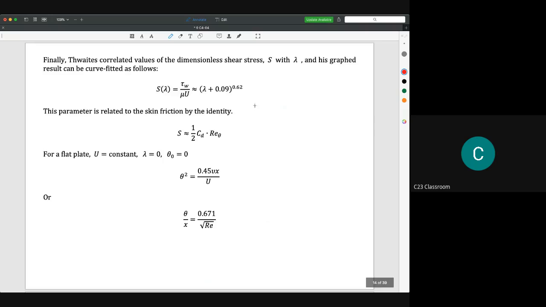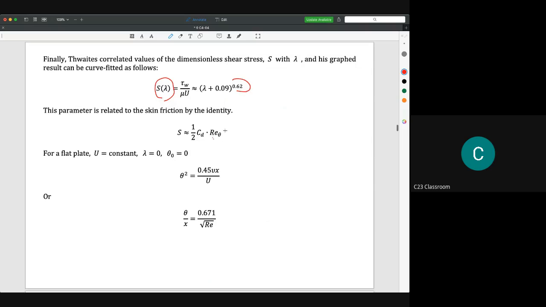And then this is the relation. It could get another graph, which is the S here. So S is equal to tau over mu U, which is equal to (lambda plus 0.09) to the power of 0.62. And this power of 0.62 is actually based on the curve fitting conducted by Thwaites. And then the parameter is related to the skin friction by the identity, so it should become 1 over 2 Cf Re theta.